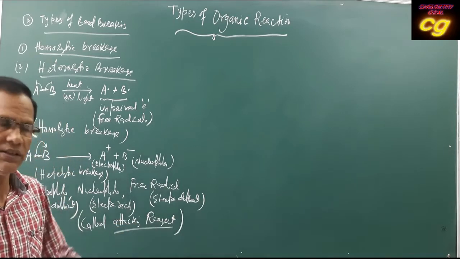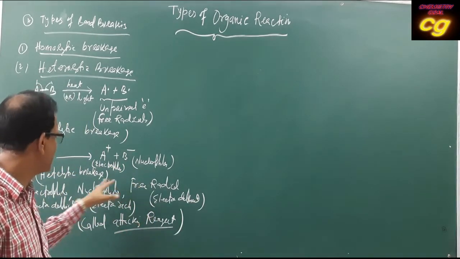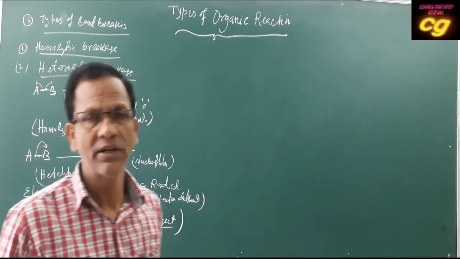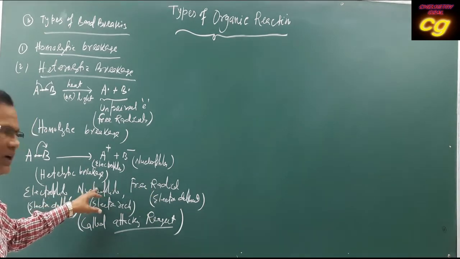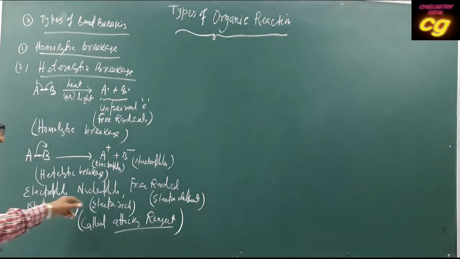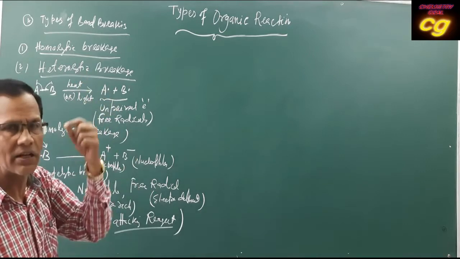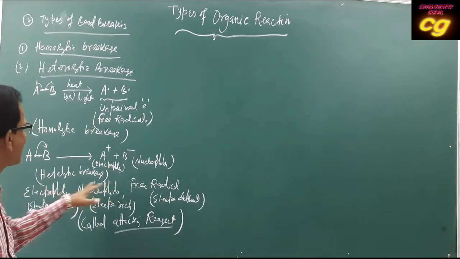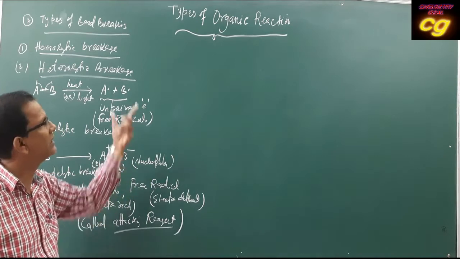What is an attacking reagent? Generally, these types of reagents initiate the reaction. With the help of these reagents, the reaction takes place. Organic reactions mainly take place with the help of these three reagents: electrophiles, nucleophiles, and free radicals. Electrophiles are electron deficient, nucleophiles are electron rich, and free radicals are also electron deficient. Free radicals are sometimes also called electrophiles because they have an unpaired electron and demand another electron to form a pair. These are called attacking reagents which initiate the reaction.